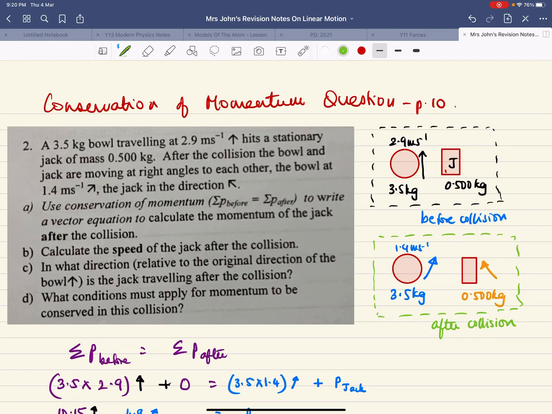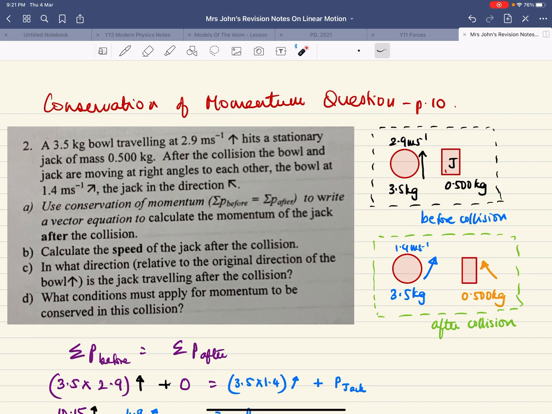I've had a request to answer question 2 from your conservation of momentum, and I have just worked through it, and I'll quickly talk you through this. So this is the diagram for before collision. There's only the bowl that's moving, the jack is stationary, and I've just put the speed and direction of the bowl, and the jack has just got the mass.